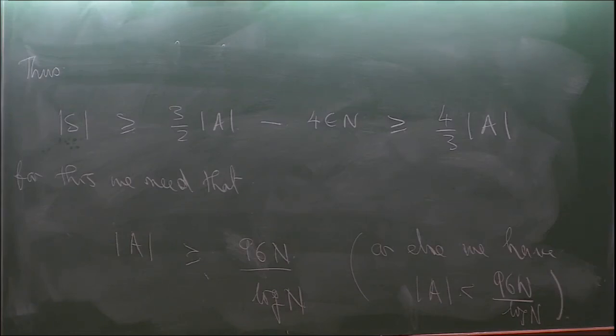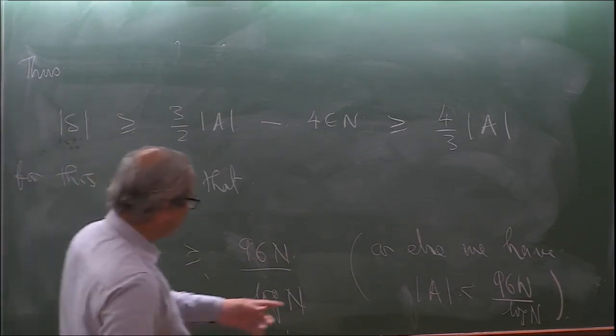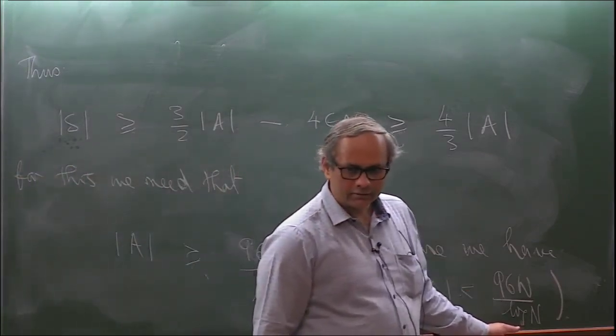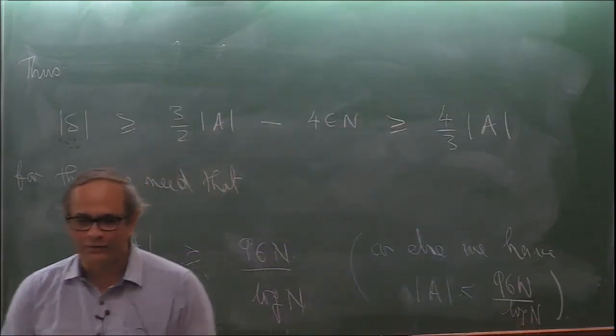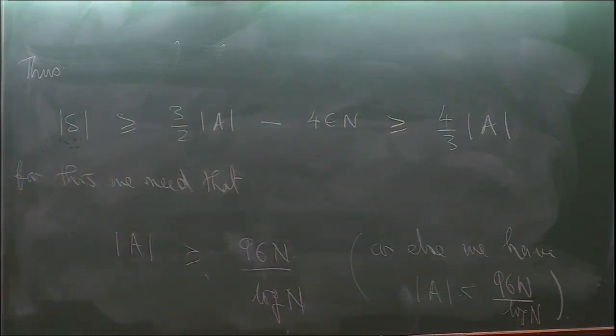Yeah, A is a subset of 1 to N. Pardon? At most N, that is true. Yeah, but 96N by log N is not huge. No, I mean 96N by log. If you prove this, then you have proved the theorem, because the cardinality of A by N goes to 0 as N goes to infinity, which is what you want to prove.